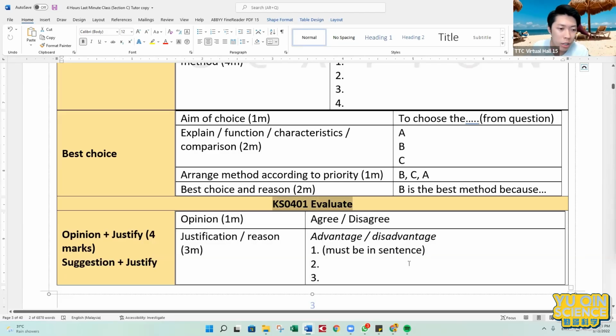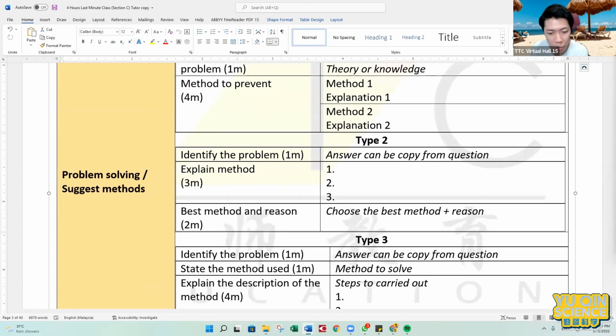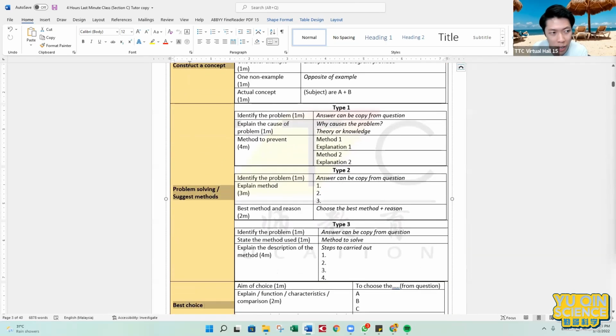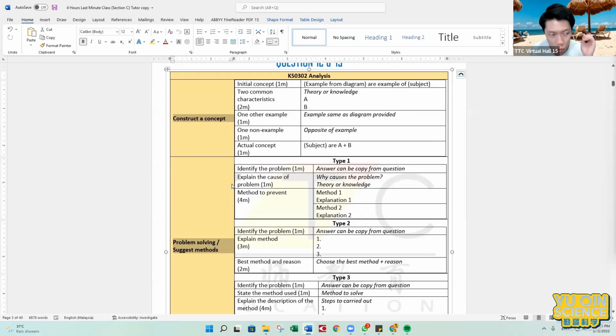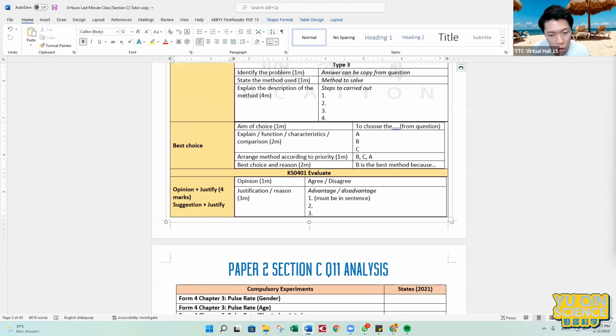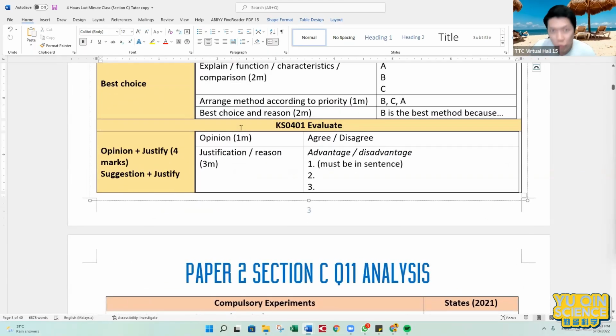So this one could be no format because I realized there's a new type of question. These 3 types were old school, KBSM format. Last time the format was also the same. We do these 3 methods. But now because your KSSM is new, they added something called evaluate, which is a no format kind of question. So there are 4 types now: concept, problem, best choice, no format.